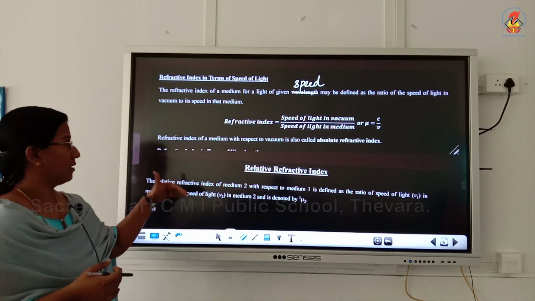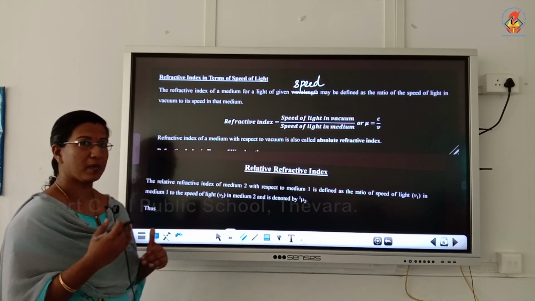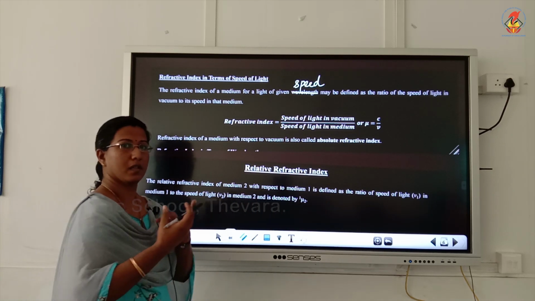Now, the second thing is relative refractive index. You know, relative means you are comparing two different media.